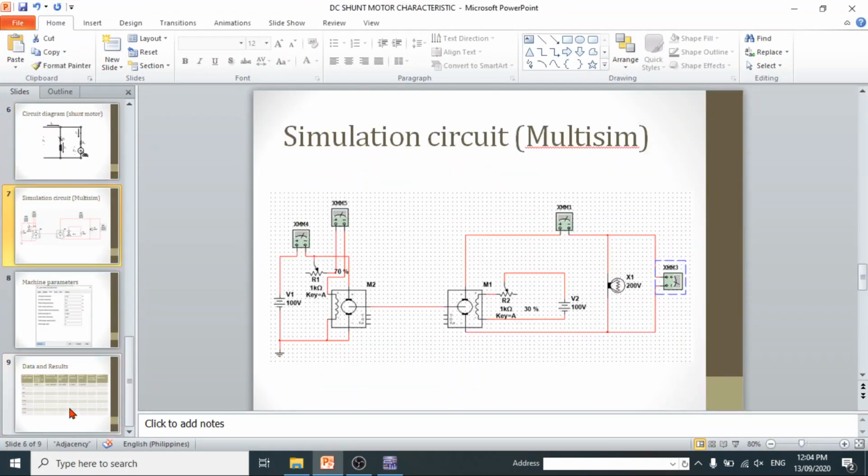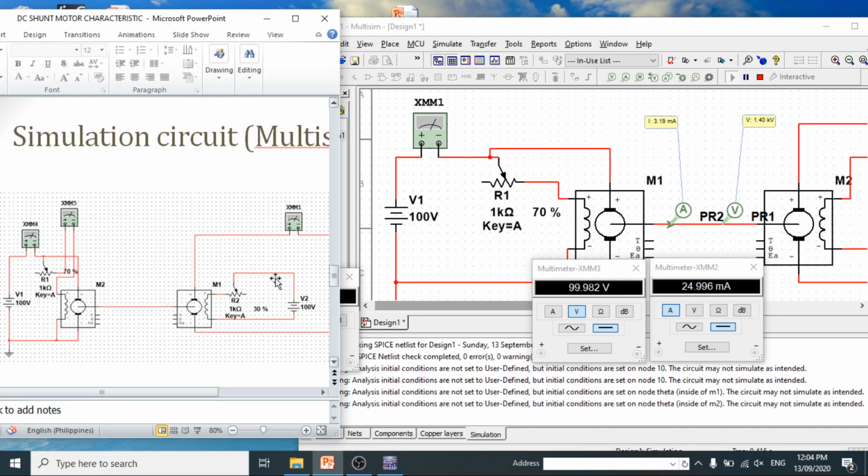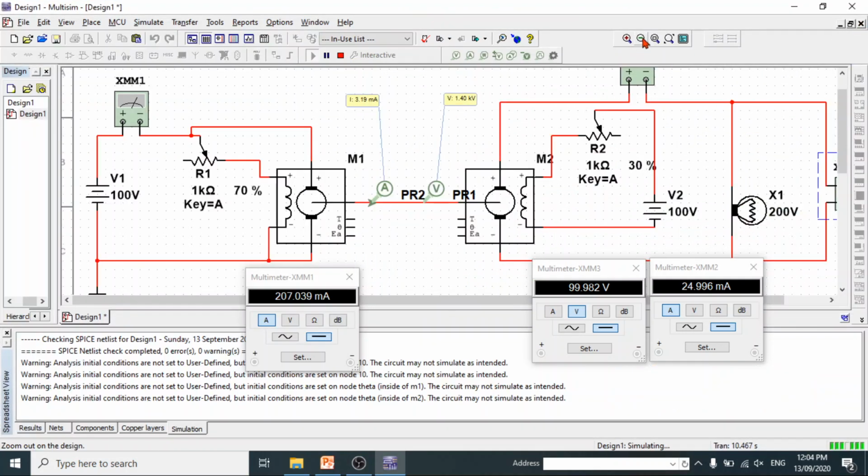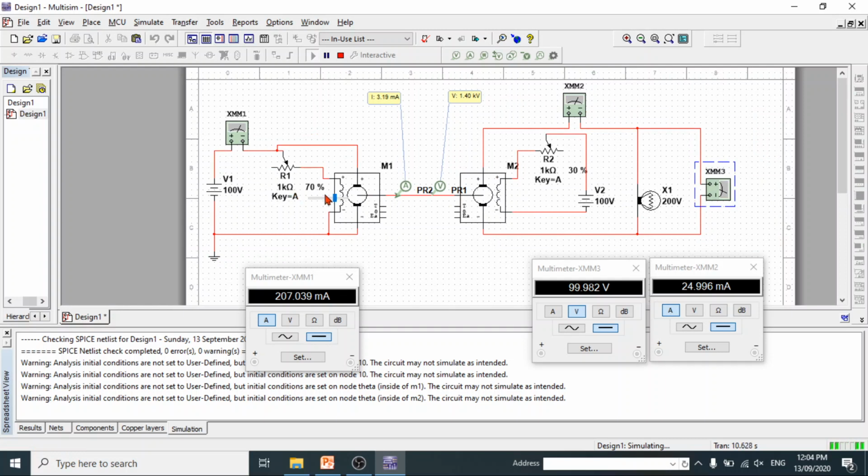As given in the circuit, we'll have 70% and 30%. 70% potentiometer tapping for the motor and 30% tapping for the generator. So this is 70% and then this would be 30%. So the voltage generated is 99.98 or almost 100 volts.